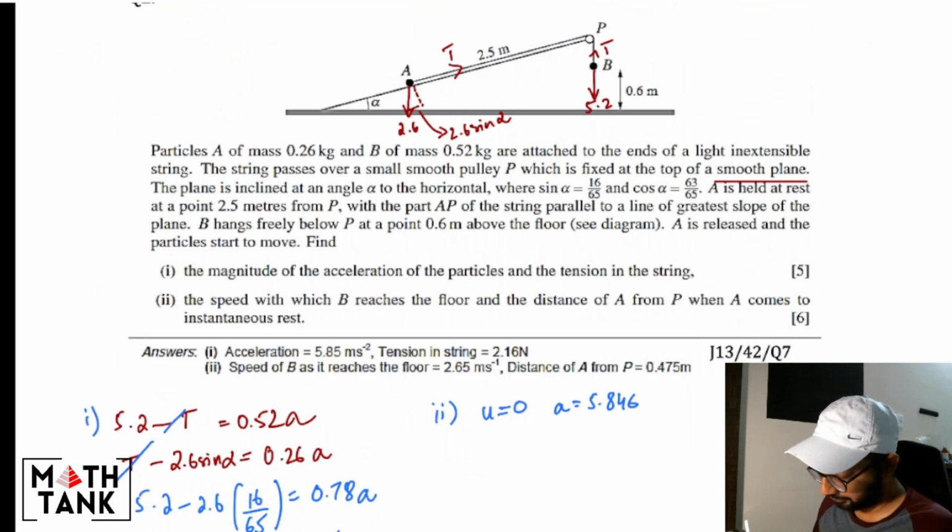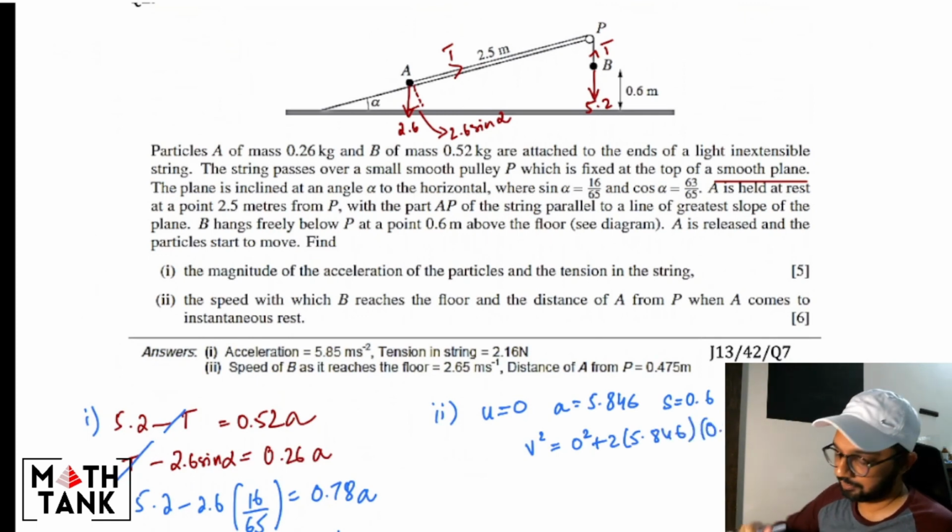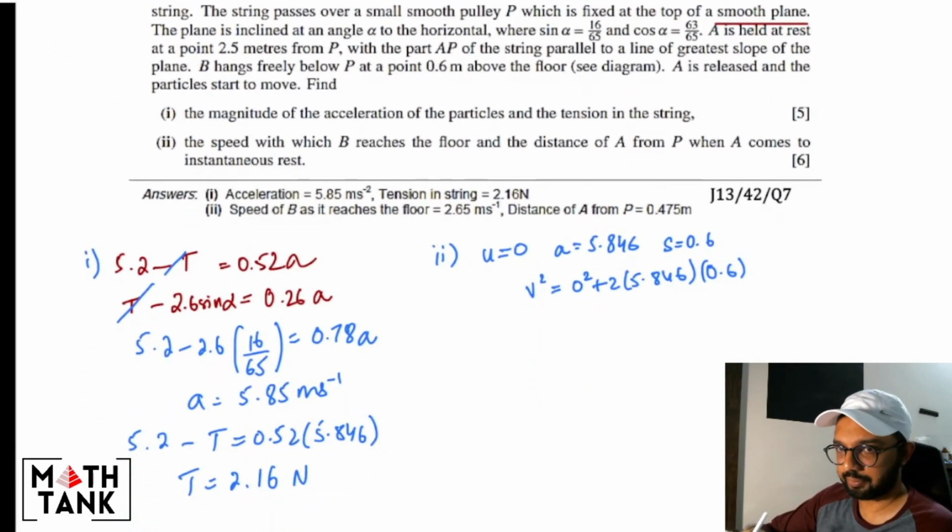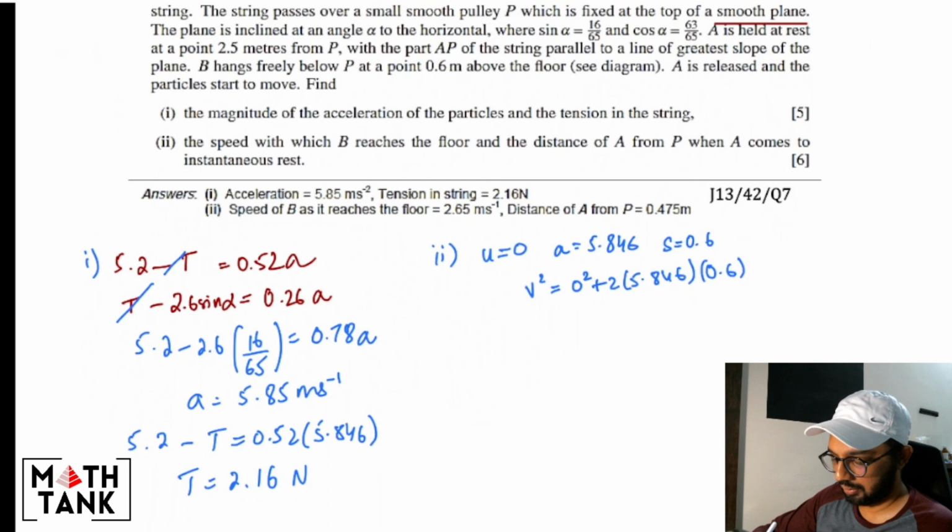Let's see. And then it had to travel a distance of 0.6 because B was 0.6 above the ground. I just need to find the speed, so v squared equals u squared plus 2as. And I'll take the root of the answer. So v is therefore 2.65 meter per second.